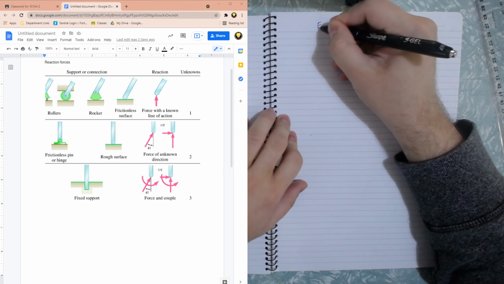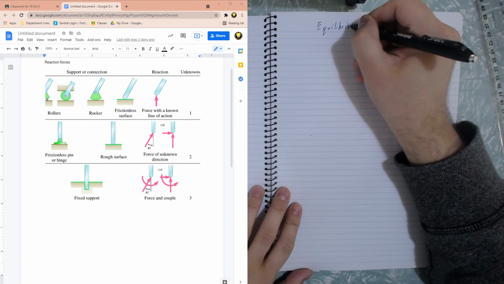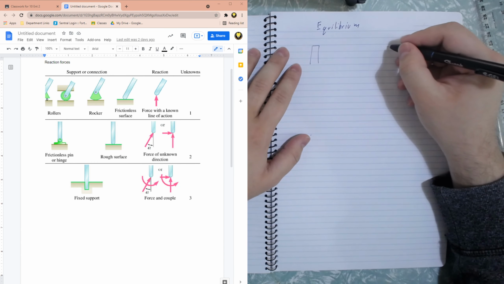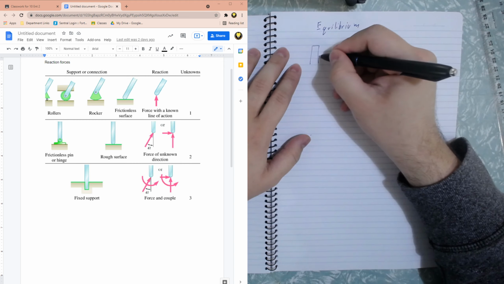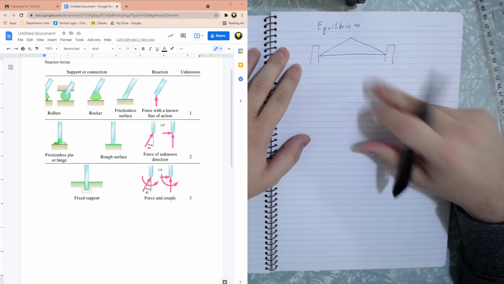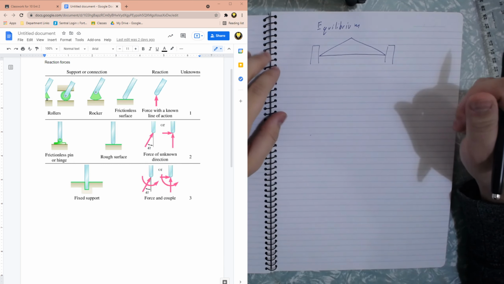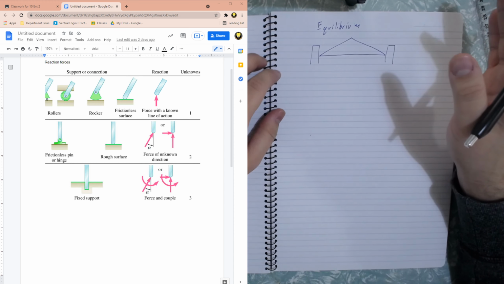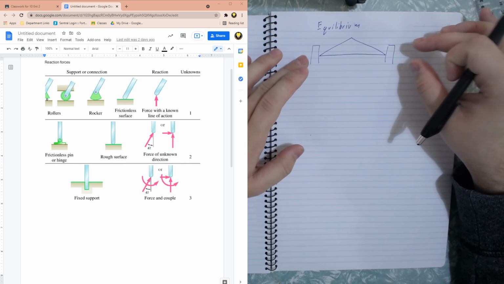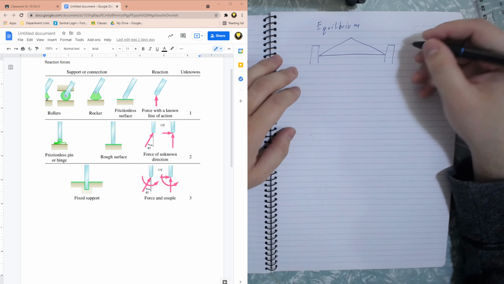The next case we have is equilibrium. So we have a scenario where we have a bridge. We have a very simple bridge over here. And ideally, we do not want this bridge to be falling down. Alright, so this bridge is stationary, which means its acceleration is 0.